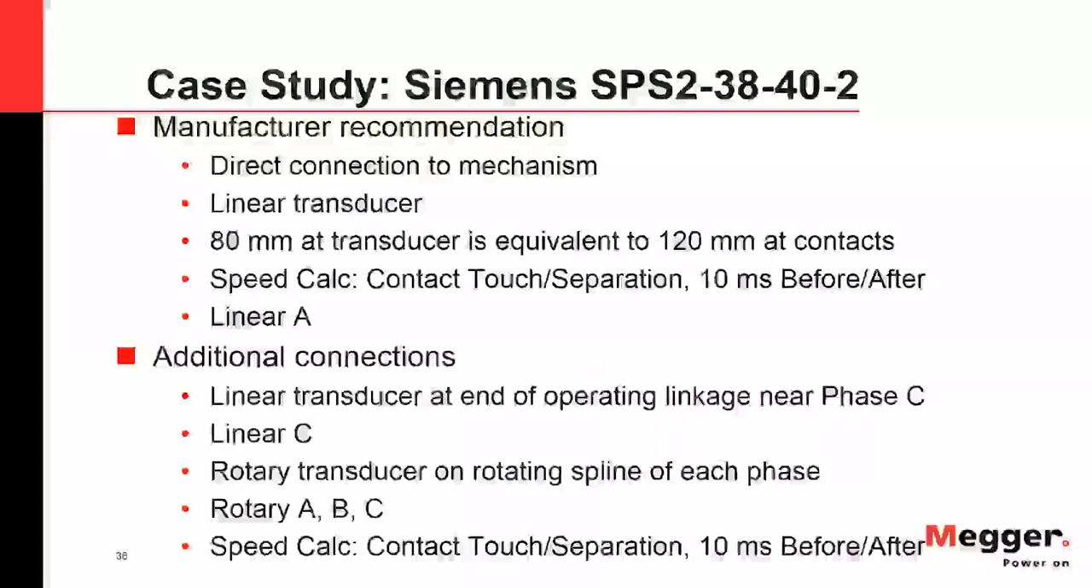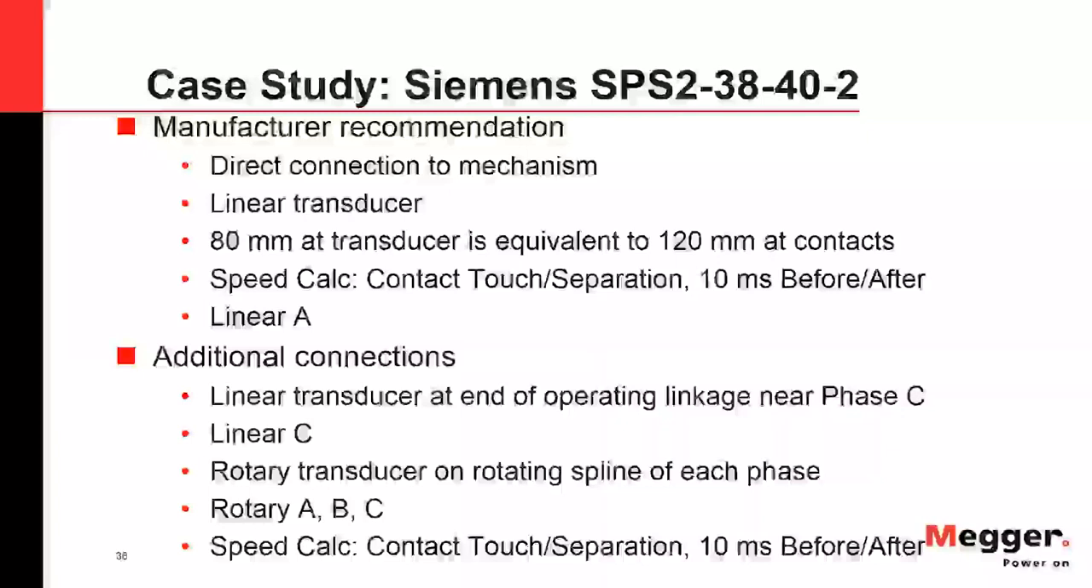And throughout this case study, I'm going to refer to that connection as linear A, because it's on the mechanism, which is closest to the A phase. What I'm going to do, though, is make some additional connections, and we're going to use a linear transducer at the end of the operating linkage near phase C. So we're going to refer to this as linear C throughout the presentation.